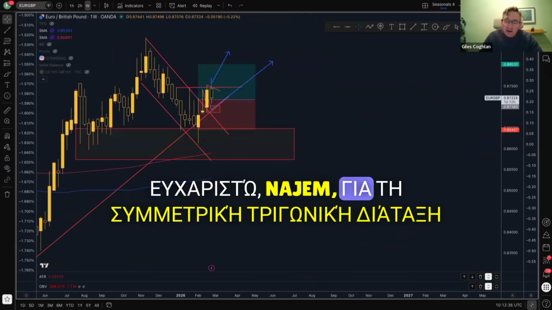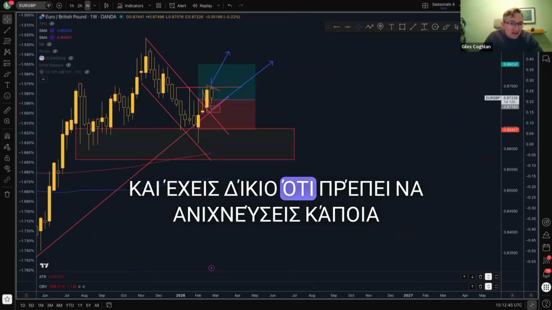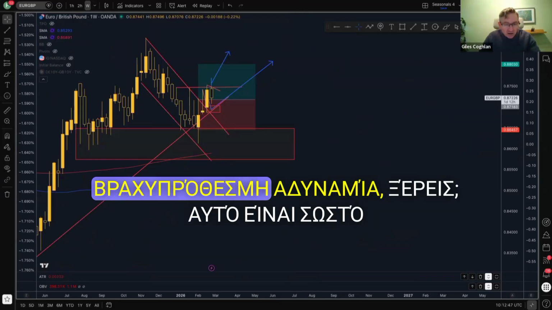Thank you for that symmetrical triangle formation, Najam. And Stephen, thank you for showing your technical chart. And you are right that you are to detect some near-term weakness.